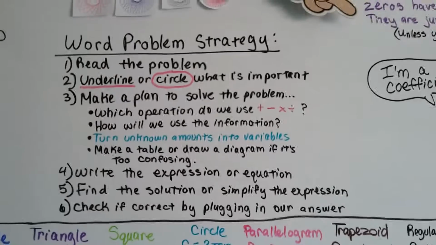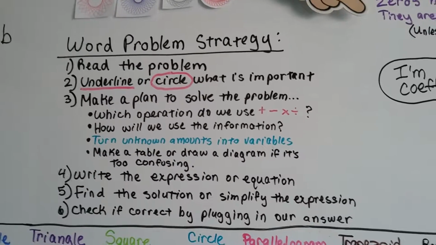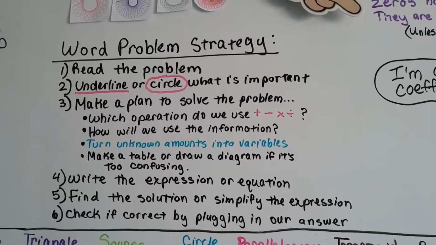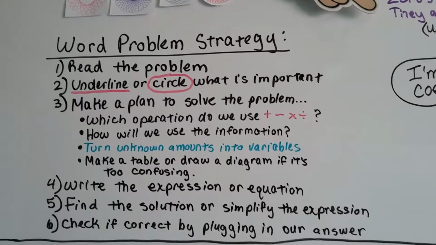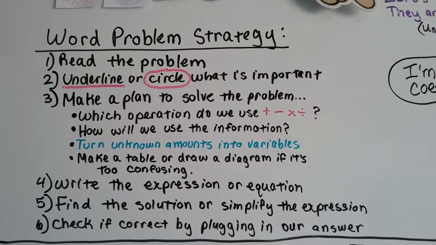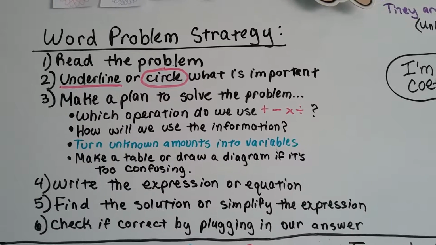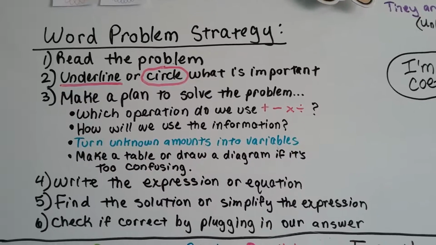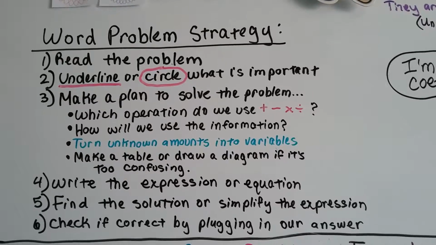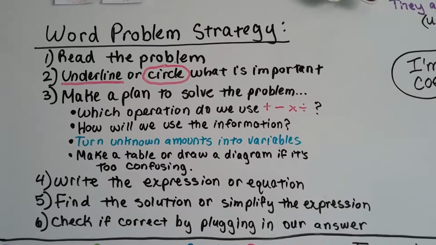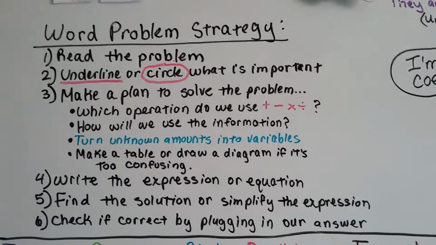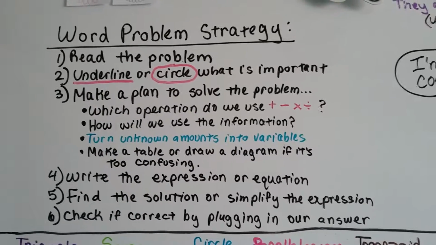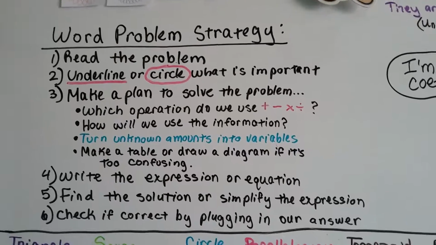We need to read the problem, underline or circle what's important, make a plan to solve it, and figure out which operation we need to use, add, subtract, multiply, or divide, and how we're going to use the information. We need to turn unknown amounts into variables, or plug our numbers into a formula, make a table or draw a diagram if it's really confusing, and that'll help us figure out what's going on. Then we write our expression or equation, we find the solution or simplify the expression, and then we check to see if it's right by plugging in our answer, substituting it in, okay?